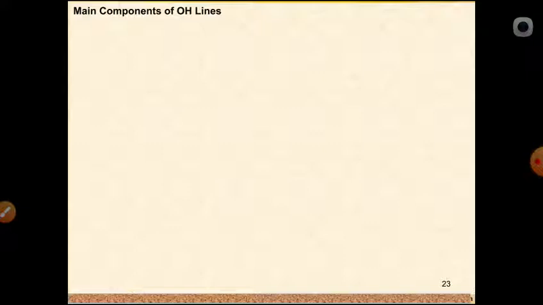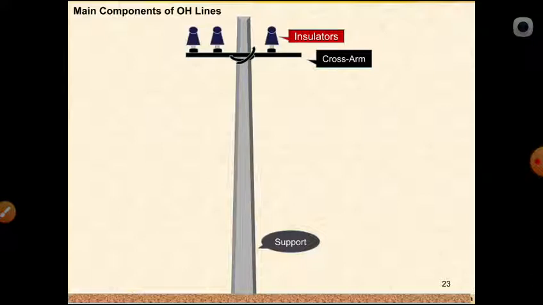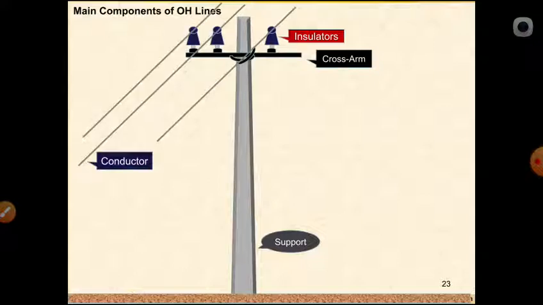Now, before this, let us see once again what the LT line is and what its components are. The support is required and the cross arm is required, and next we require the insulators. For LT we use pin insulators for the normal running. At corners and at the end we require shackle insulators, and we require conductors, ACSR conductors.